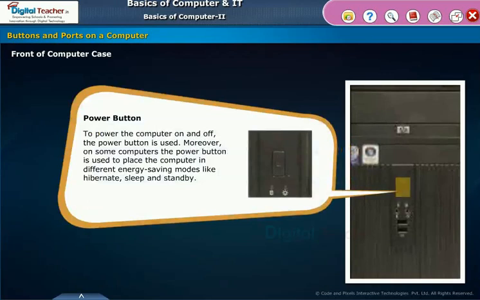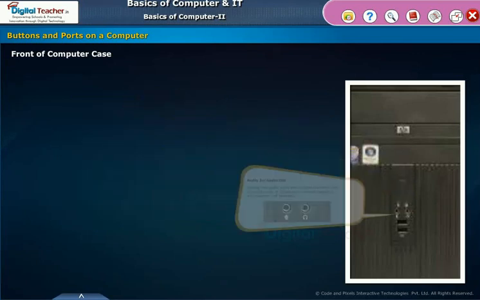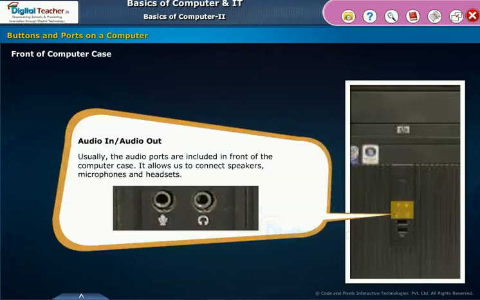Power button. To power the computer on and off, the power button is used. Moreover, on some computers, the power button is used to place the computer in different energy-saving modes like hibernate, sleep and standby.